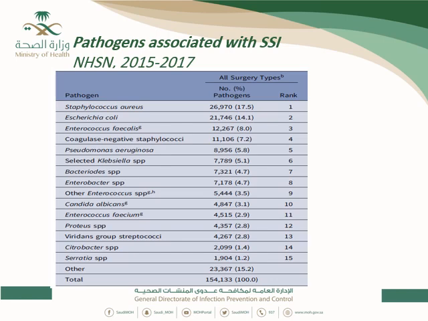This slide shows the most common organisms shown in SSI patients in the US between 2015 and 17. And as you see, the most common is Staph aureus, E. coli, enterococci, coagulase negative. And remember, coagulase negative is commensal on the skin. Staph, E. coli, and Enterococcus faecalis, again, the most important ones.